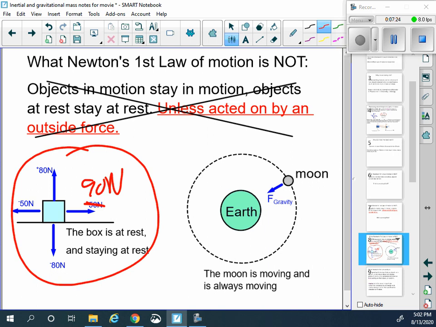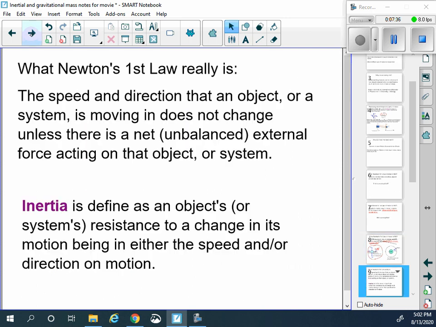Please notice, the moon is moving, but it's changing direction. There's an unbalanced force, and it's changing the direction of the moon's motion. So this makes perfect sense. And so Newton's first law, again, really is just that the speed and direction that an object has in its motion, or a system has in its motion, does not change in any way unless there is an unbalanced force acting on you. And no motion is a motion. So if I'm not moving, I'm going to still not move unless there's a net unbalanced force to change that.